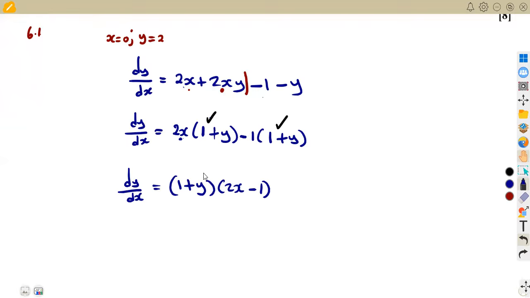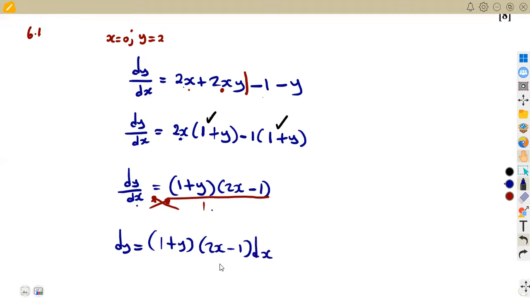At this stage, you can properly see that I can separate this because I have the y on its part and the x on its part. So what can I do to separate my variables? In this case, we can cross multiply first. That is going to be 1 times dy, which is dy, equal to this whole part: (1 plus y)(2x minus 1) multiplying our dx.